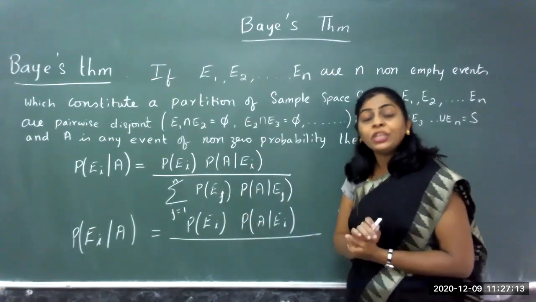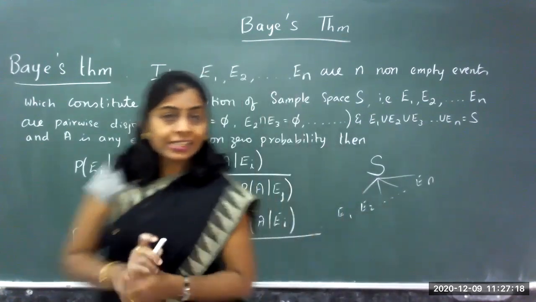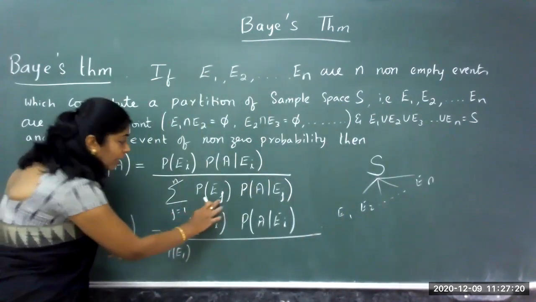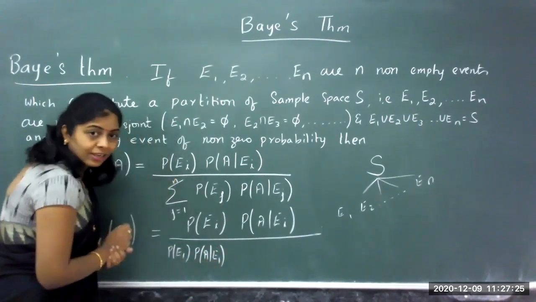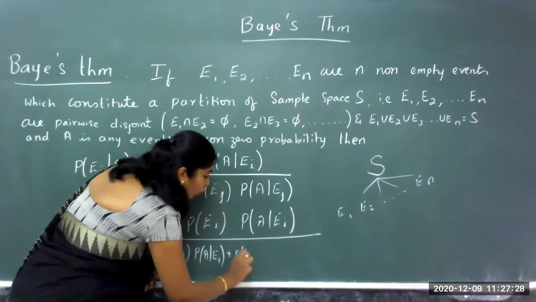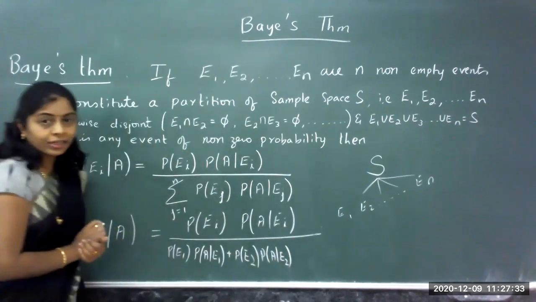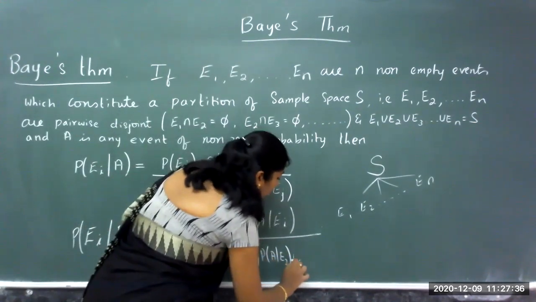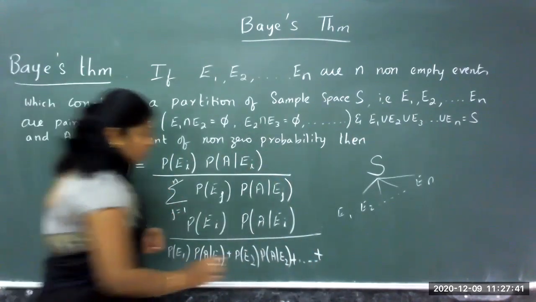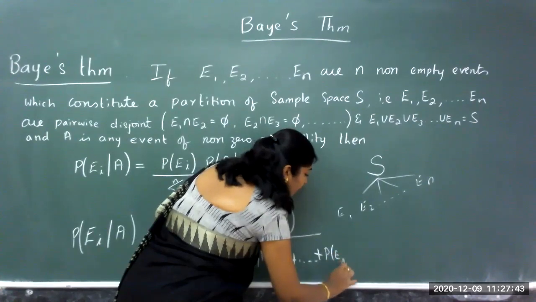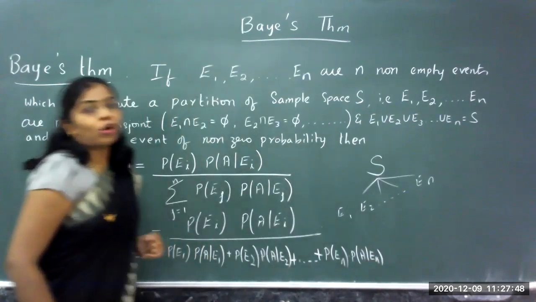Divided by the summation over j, starting from 1. For j equal to 1, I replace it with probability of E1 into conditional probability of A when E1 is occurred, plus probability of E2 into conditional probability of A when E2 is already occurred, and so on, j from 1 to n, up to probability of En into conditional probability of A when event En is occurred.